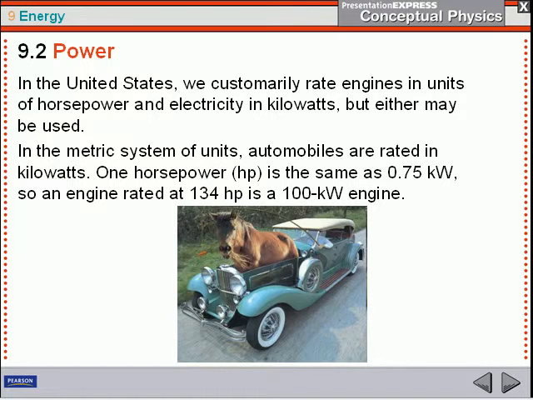In the United States, we often use the word horsepower when we rate our engines, rather than joules. And when we talk about electricity, we often talk about kilowatts, and both of them can be used. So to give you an example of how they relate to each other, 1 horsepower is the same as 0.75 kilowatts. So a 134 horsepower engine is going to be a 100 kilowatt engine. That's 134 times 0.75, which will give you 100 kilowatts.